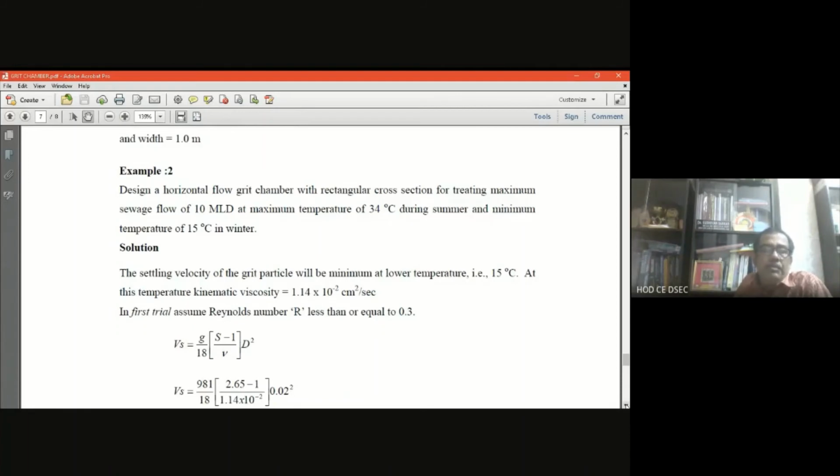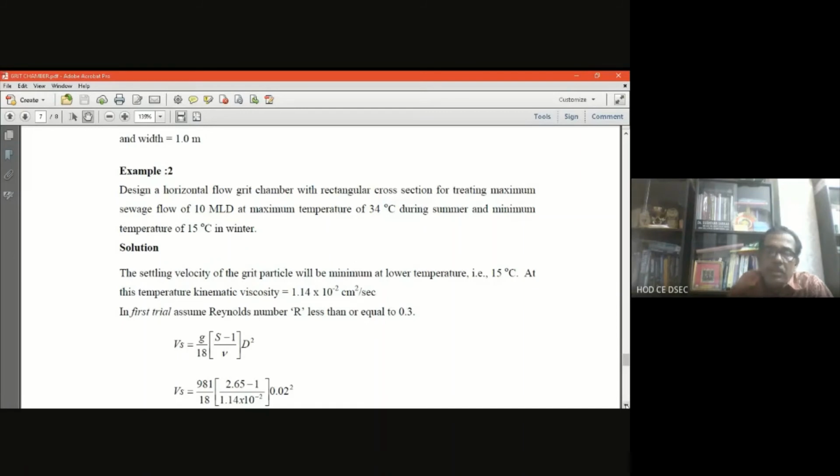So in the first trial, the Reynolds number R, we do not know what the Reynolds number will be. Let us assume the Reynolds number is less than or equal to 0.3. So considering this assumption, say Reynolds number is less than 0.3, we do not know, but let us consider, then we can apply Stokes law.